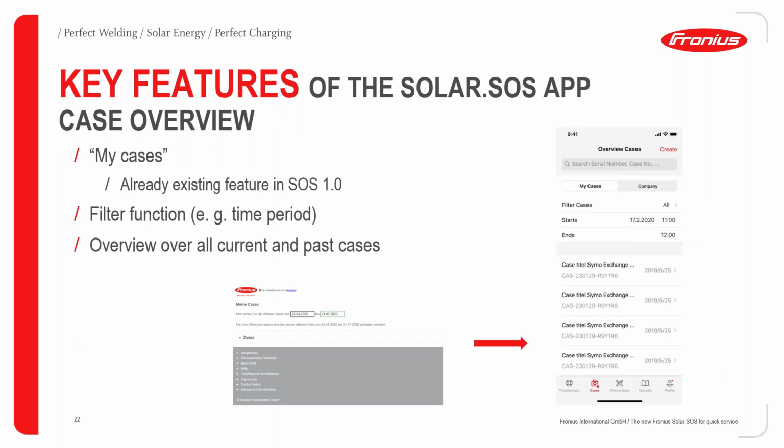Case overview is, of course, also an already existing feature we took over from version 1 of SOS. It's a filter function, like we can set a time period from the 22nd of April till June. How many cases did I have, for example? This is a possible way to do so. And also you have an overview of all current and past cases.